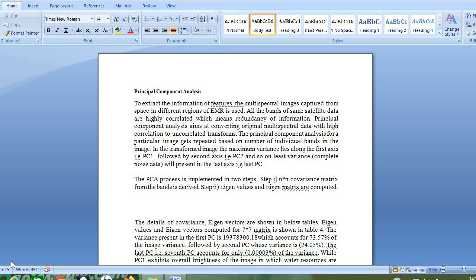Today we are going to discuss principal component analysis. What does principal component analysis mean? Principal component analysis is mainly used to reduce the dimensionality of the data for a MSS.